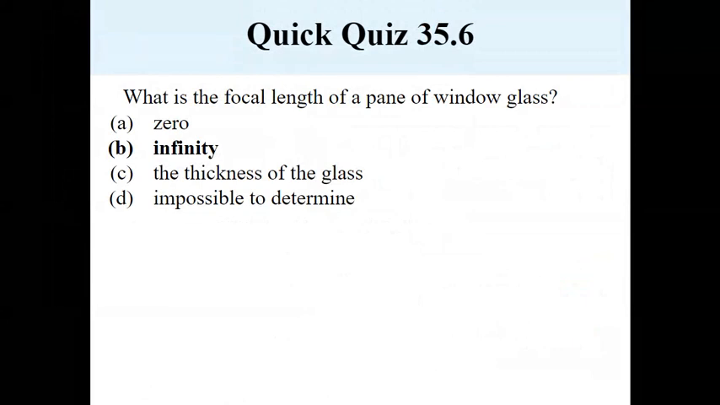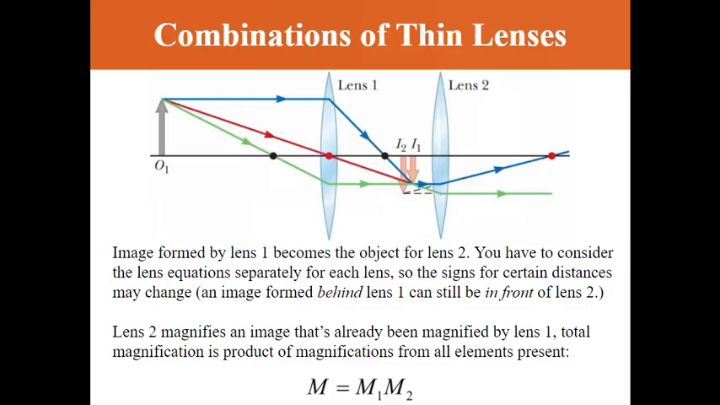Because think about a pane of glass. Think about how we define the focal point, the focal length. If you shoot a bunch of parallel rays towards a flat glass, they'll just pass right through. They will not refract, so they won't converge ever. And mathematically speaking, that's the same as having a focal length of infinity. They never reach a convergence point.